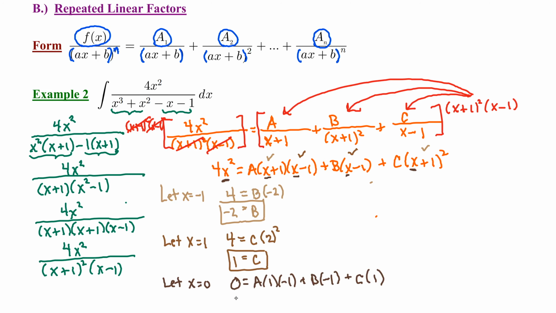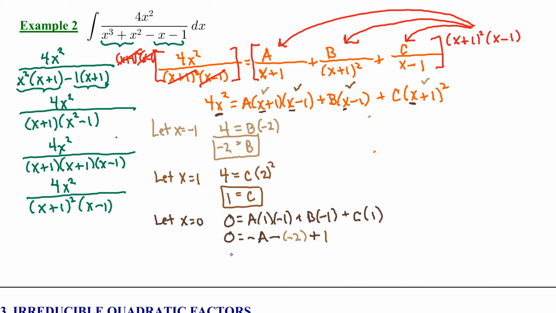Now remember, we've already found the value of b and c. So simplifying here, we have -a minus, I'm going to replace b with the value that we previously found. We discovered from the first step that b equals -2, and from our second step, we discovered that c equals 1. So we end up with a linear equation in one variable. We can solve for a, and we end up with a equals 3.